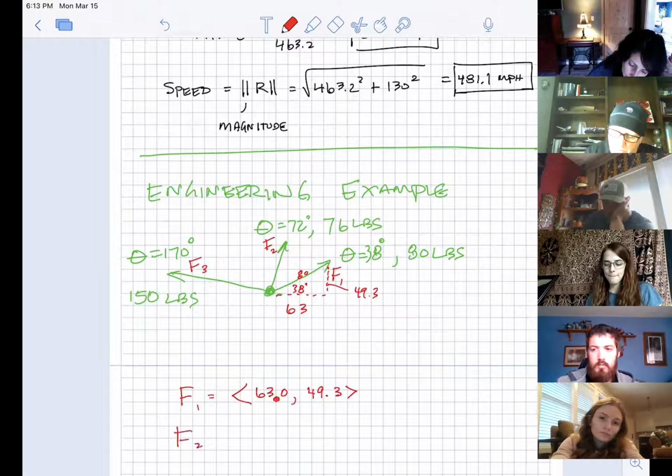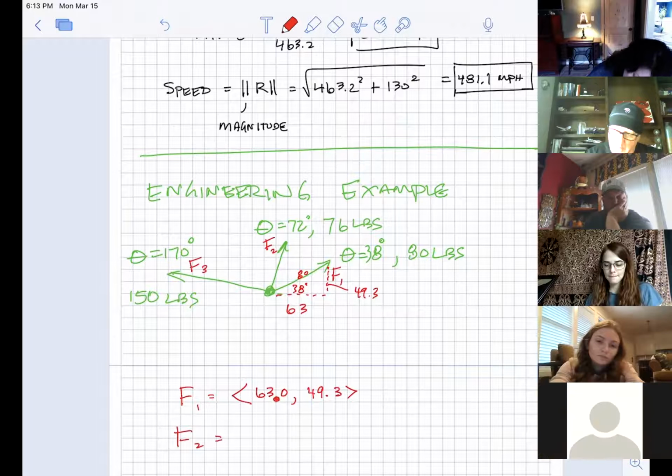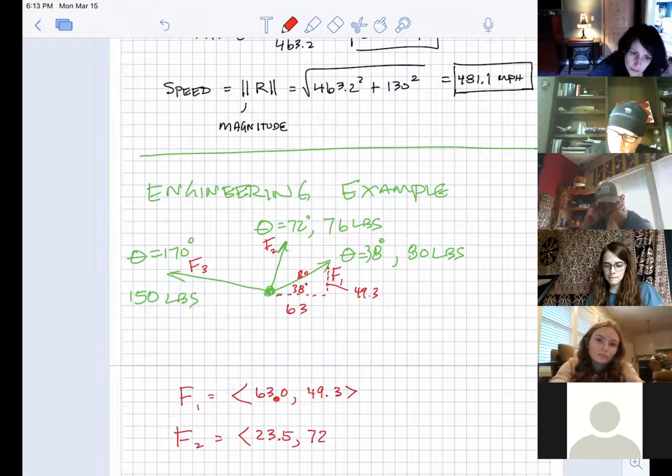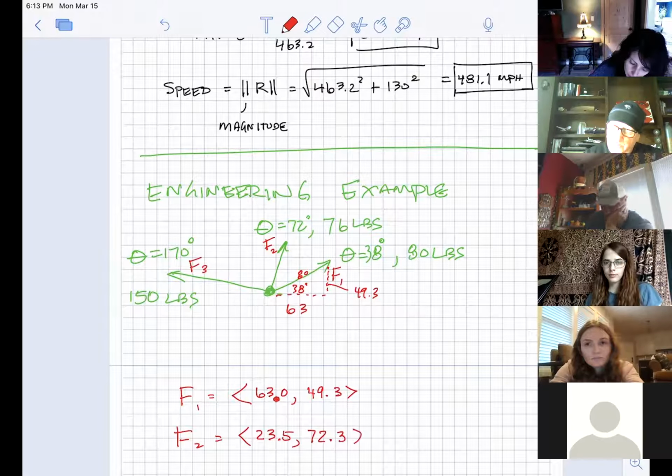Do the same thing with force two. If I take 76 times the cosine of 72, I get 23.5. If I take 76 times the sine of 72, I get 72.3. Can you see that looks about right? If I went over horizontally a distance of 23 and then I went up a distance of 72, then the hypotenuse would be 76. That looks about right, doesn't it? Like the math is working.